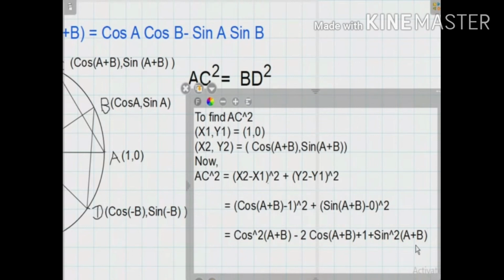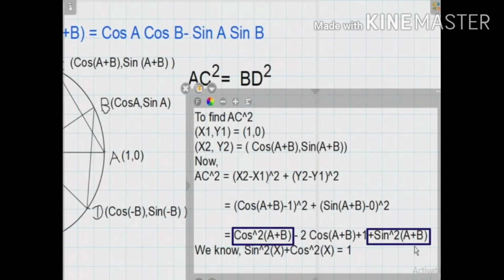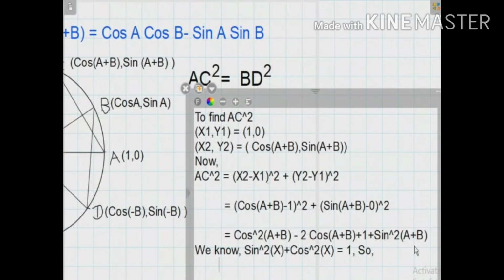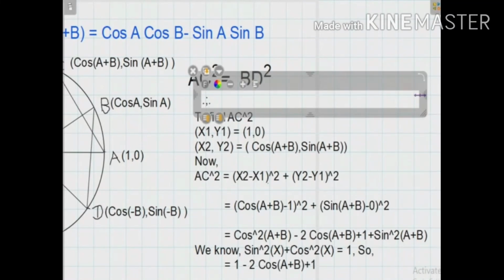And now we have AC square is equal to cos square(A+B) minus 2 cos(A+B) plus 1 plus sin square(A+B). And we have the Pythagorean relation that sin square of any alpha plus cos square of the same alpha is always equal to 1. That means here in our equation also, sin square(A+B) plus cos square(A+B) is going to be 1. Then let's substitute sin square(A+B) plus cos square(A+B) by 1. Then we get AC square is equal to 1 minus 2 cos(A+B) plus 1.